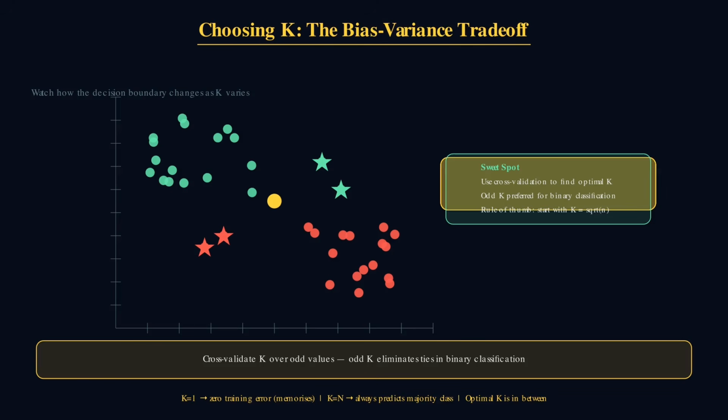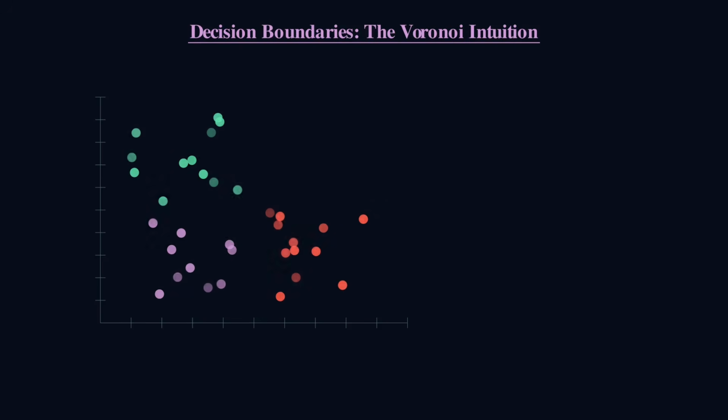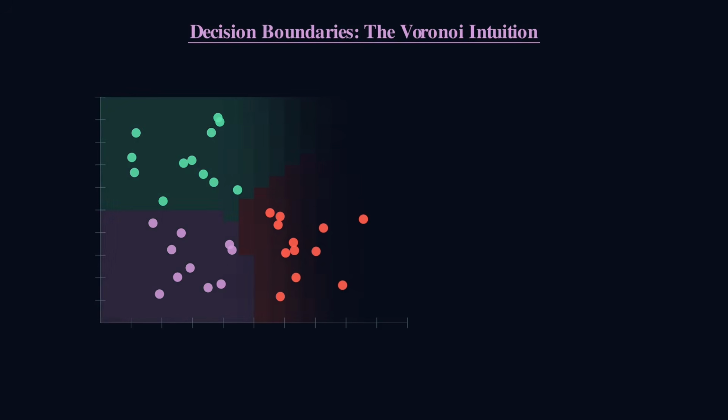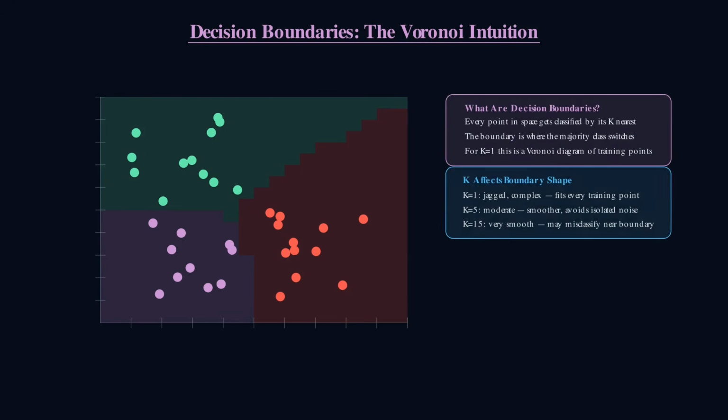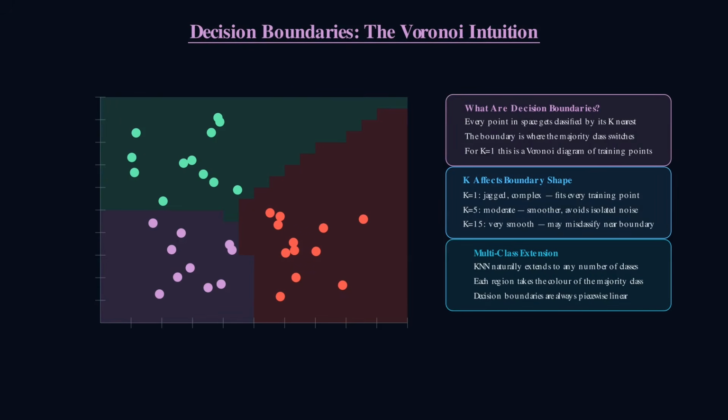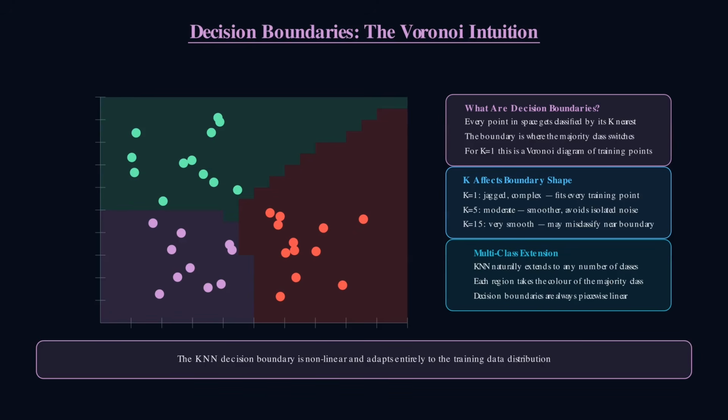How many neighbors should k be? This is the most important decision. With k equals 1, the model memorizes every training point. Perfect on training data, terrible on new data. That is overfitting. With k equal to the full dataset size, every point predicts the majority class. That is underfitting. The sweet spot is somewhere in between.